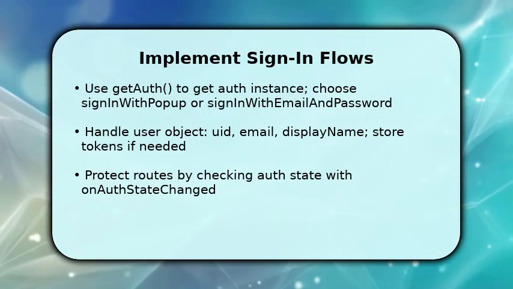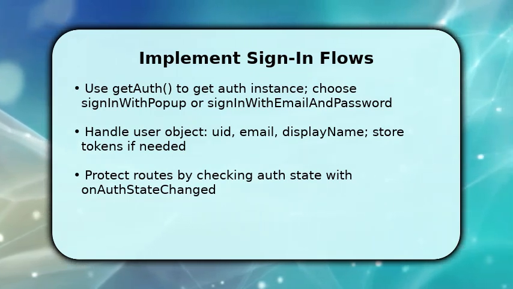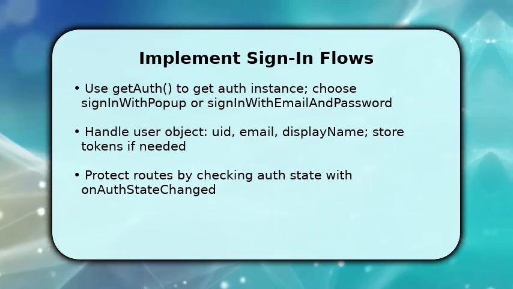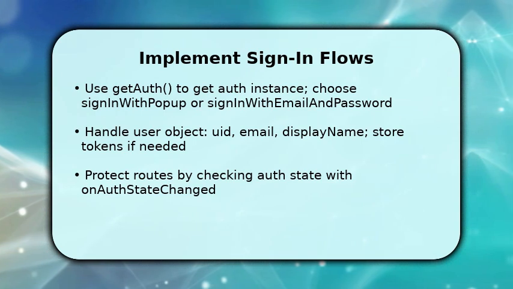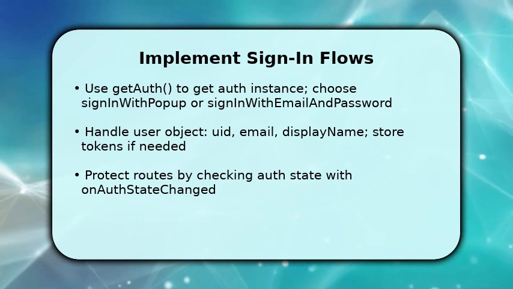Now implement the actual sign-in flows. You create an auth instance with getAuth, then call sign-in with pop-up for OAuth providers or sign-in with email and password for email accounts. Handle the returned user object, UID, email, display name, and store any tokens only when necessary.